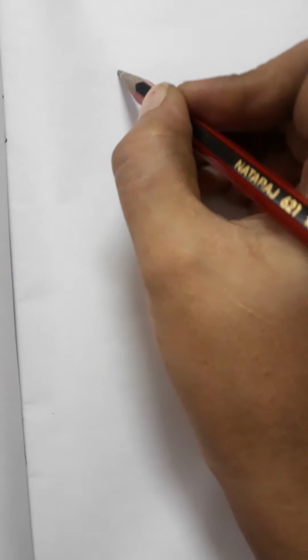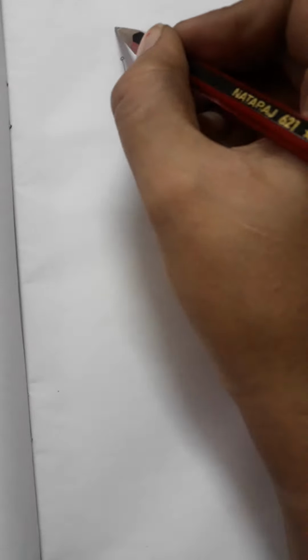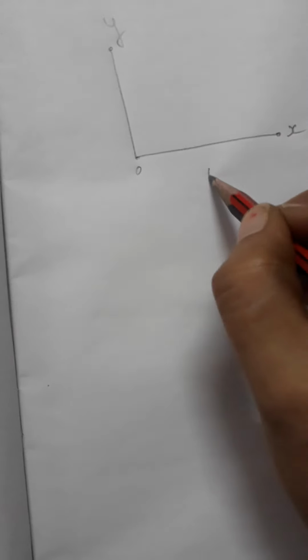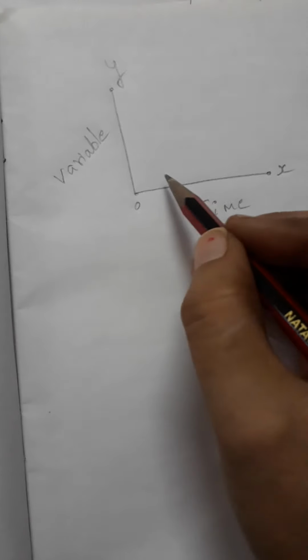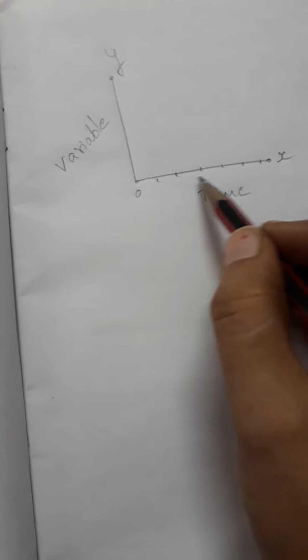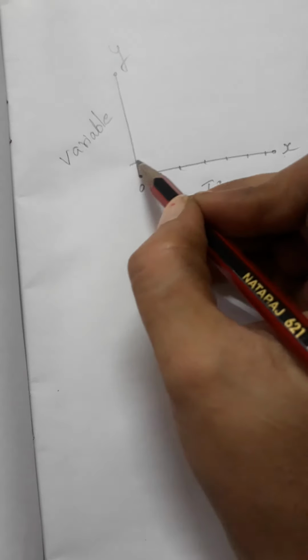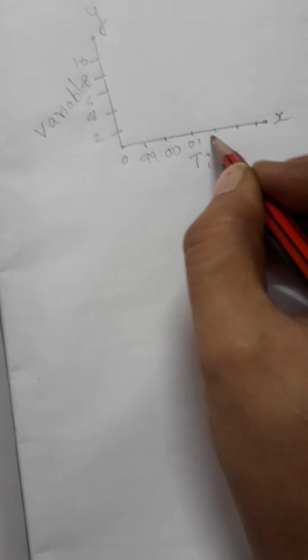See children, graphical method means first write 0 to x axis and 0 to y axis. The x axis is time and the y axis is the variable, okay. After writing this, plot the years in the graph sheet. Whichever years they provided in the problem, you need to plot those years here, okay. After that, plot the variables here. For example, the variable is 2, 4, 6, 8 and 10, okay. Years are 1999, 2000, 2001, 2002, 2003, 2004.